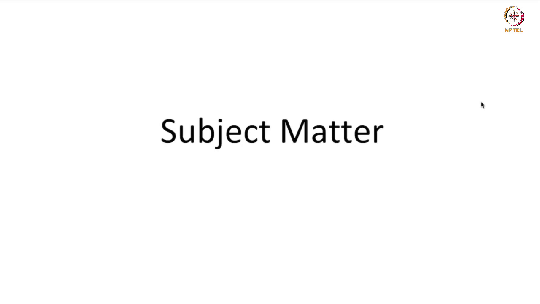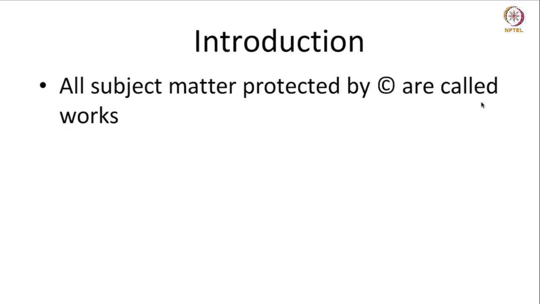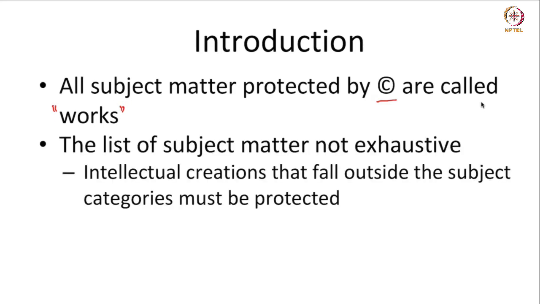The subject matter of copyright. To denote that something is a subject matter of copyright, we use the symbol C within a circle, and all subject matters that are protected by copyright are called works, protected works. So anything that is protected by a copyright is called works. The list of subject matter is not exhaustive. They could be intellectual creations that fall outside the scope of the categories, but still which can be protected.